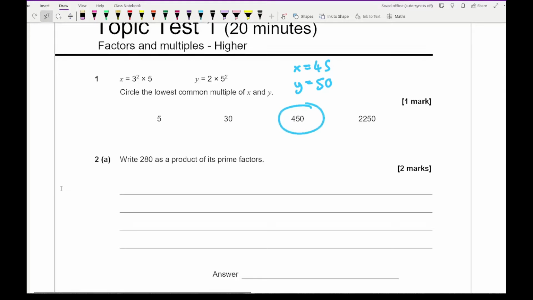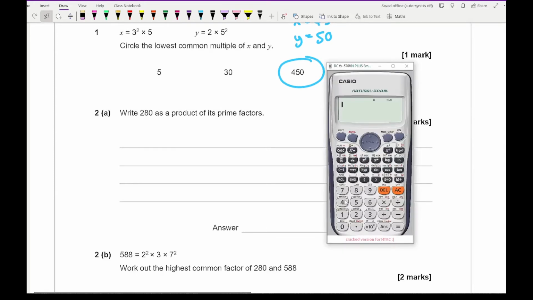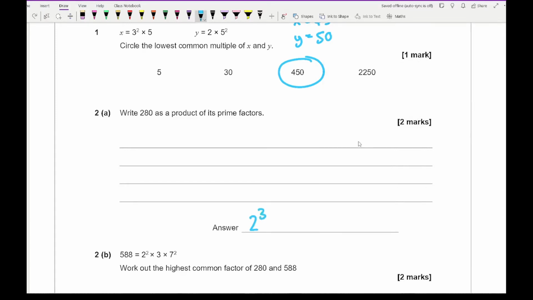Now for 280, we need to write this as a product of its prime factors. If you've got a calculator, you can do this easily by typing in 280, equals, and then pressing shift and fact, and it gives me the answer straight away. So it's 2 to the power of 3 times 5 times 7.